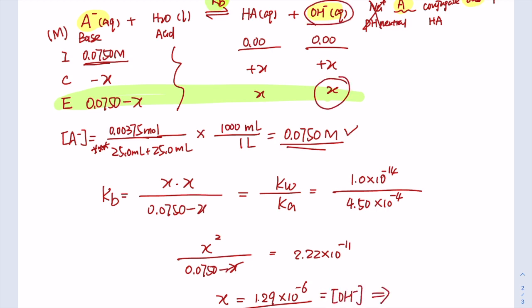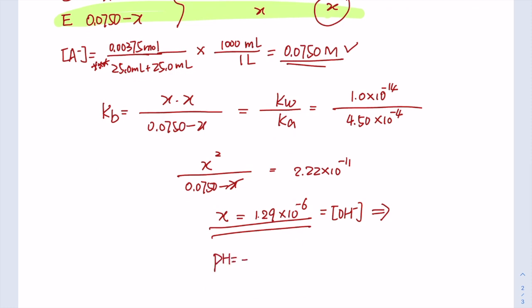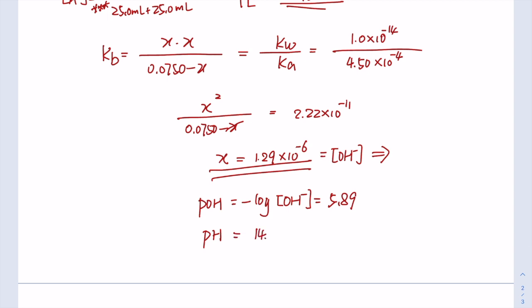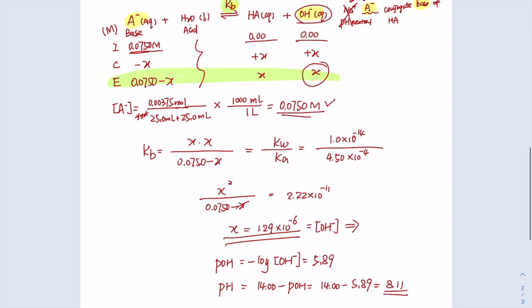So then we can calculate pH. We could start from pOH since we have hydroxide, negative log of hydroxide. Plug all these values in, and we'll get pOH equals 5.89, and then we need pH. pH can be calculated by using 14 minus pOH, which is 14 minus 5.89 equals 8.11. Okay, so that's the answer for this question.